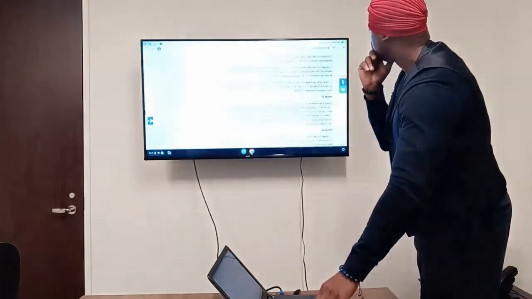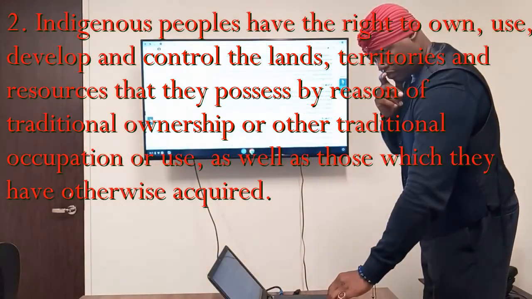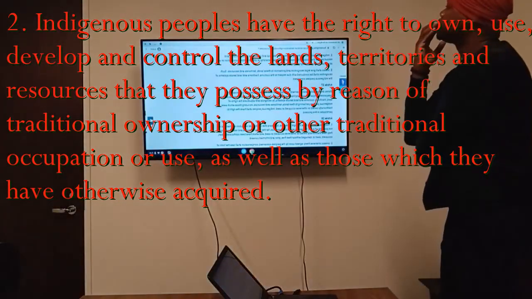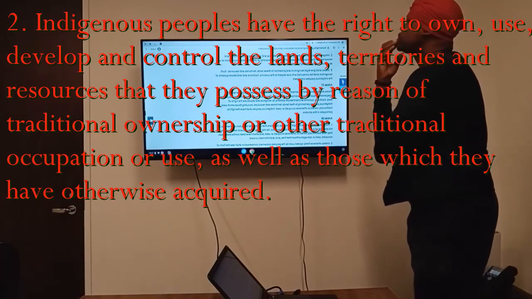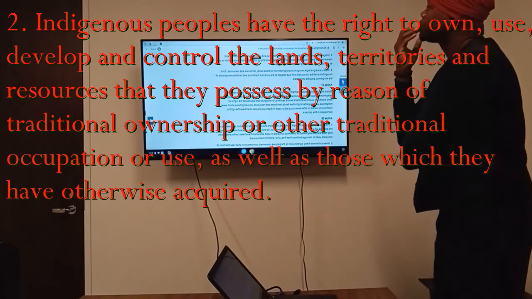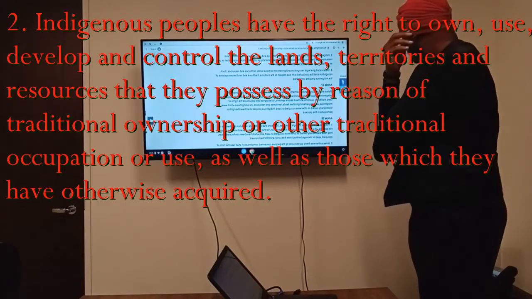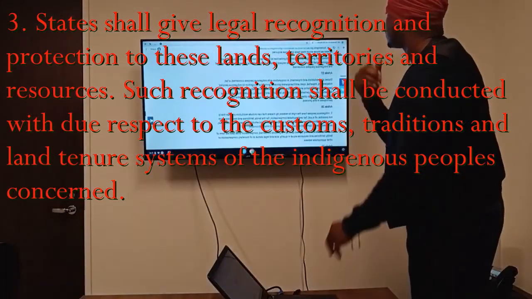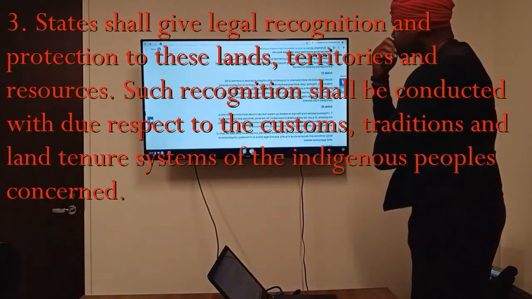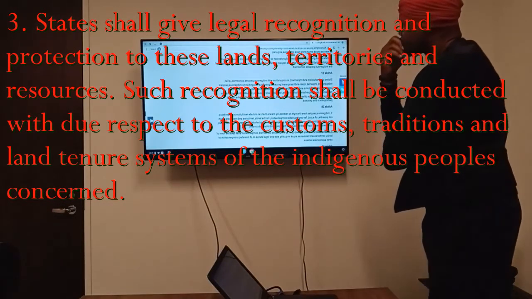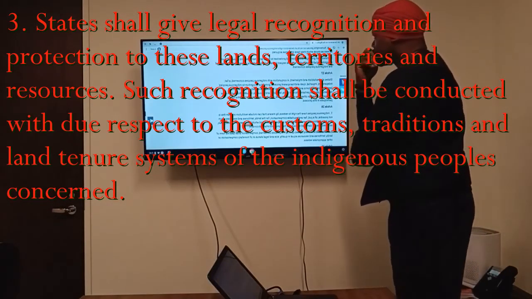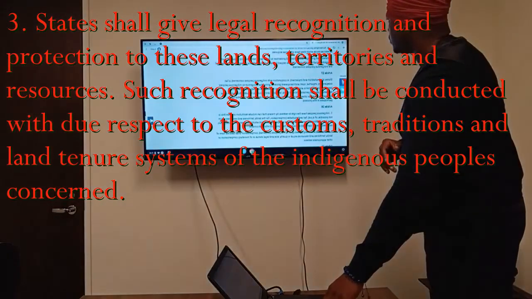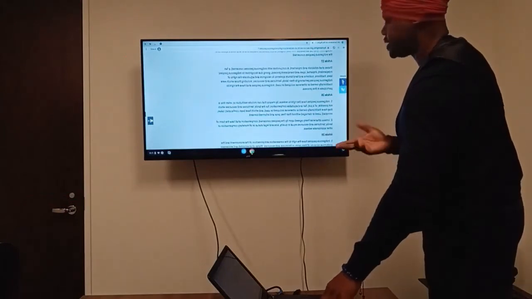Section 2. Indigenous peoples have the right to own, use, develop, and control the lands, territories, and resources that they possess by reason of traditional ownership or other traditional occupation or use, as well as those which they have otherwise acquired. Section 3. States shall give legal recognition and protection to these lands, territories, and resources. Such recognition shall be conducted with due respect to the customs, traditions, and land tenure systems of the indigenous peoples concerned. Can't do anything without letting the indigenous people know.